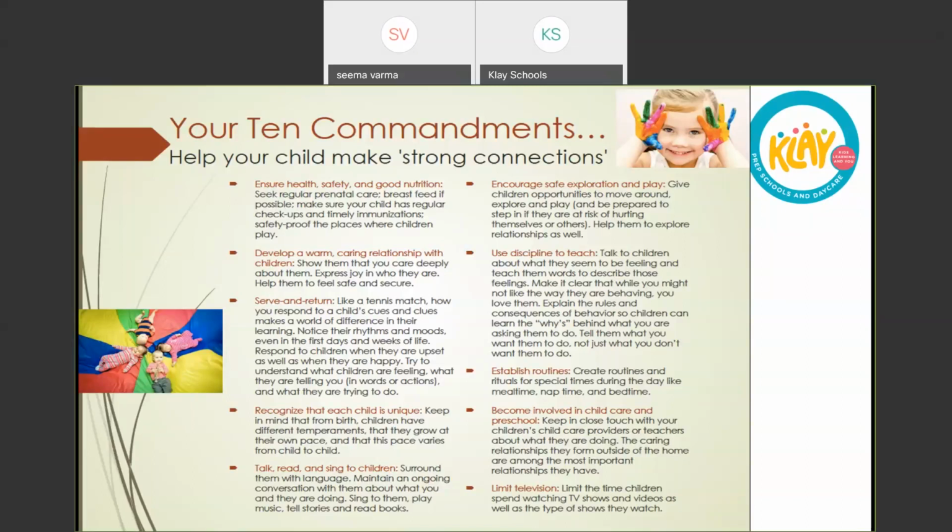Become involved in the childcare and preschool. So be in touch with us. Do share with us your concerns, and we keep sharing through different forums and different mediums everything that your child is doing. And limit television. Television over here is a broad term, basically limit gadgets.